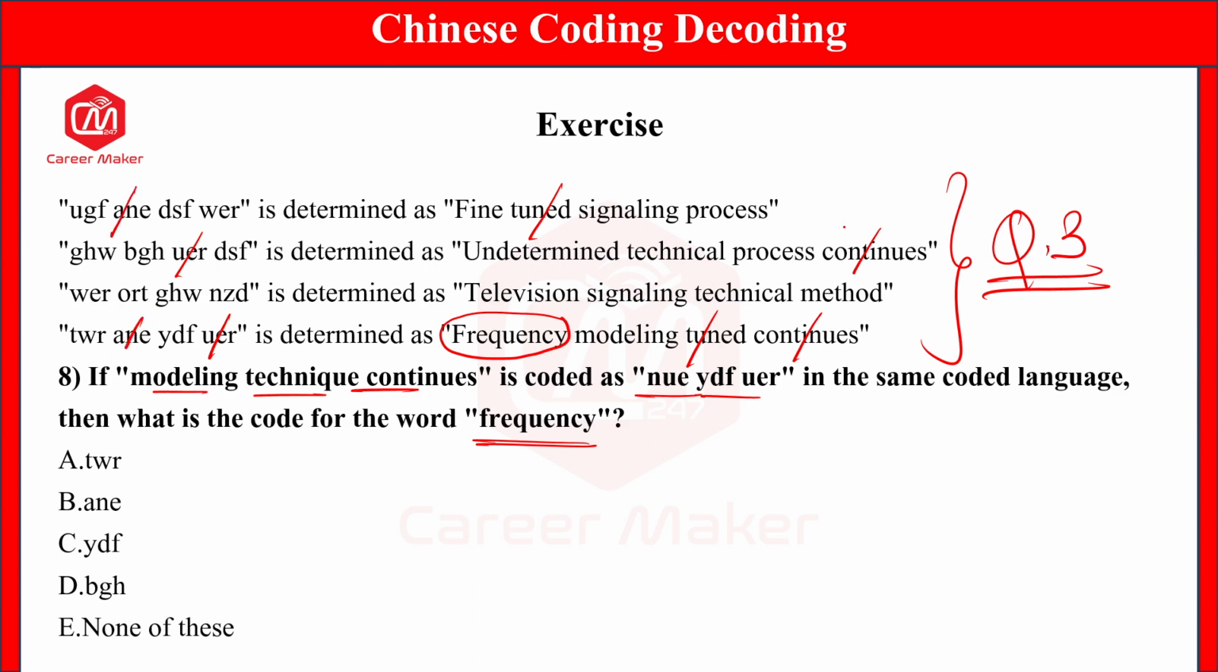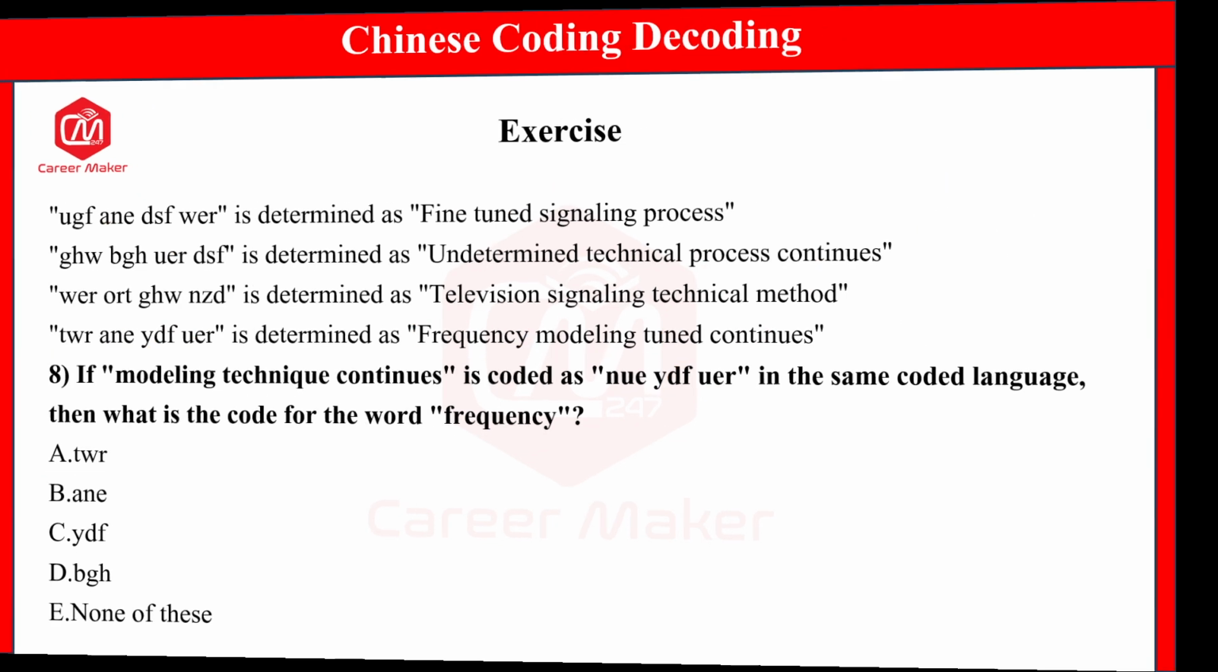But yeah, modeling is not present in any of the lines. So to eliminate modeling, I got this another word, common modeling. Now what are the common words we have? YDF. So once I eliminated YDF, I got the code of frequency, that is what? TWR. This is how we can find in the conditional coding the question's answer.